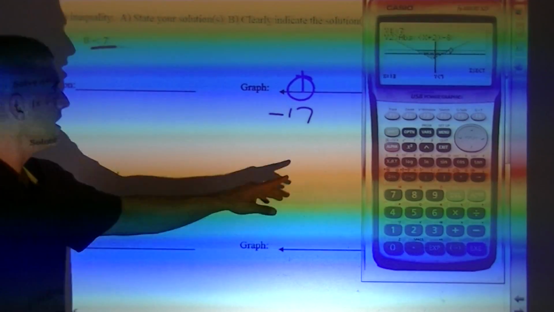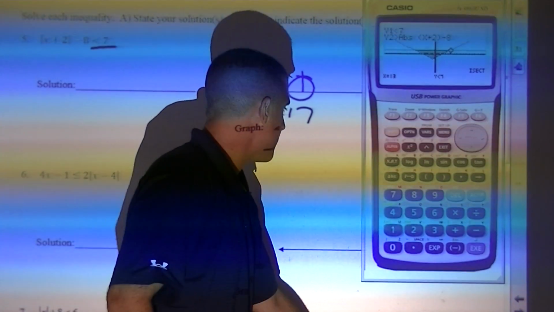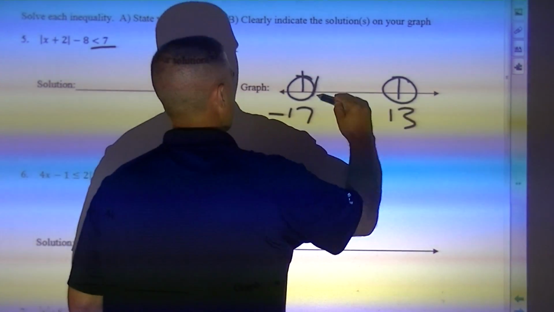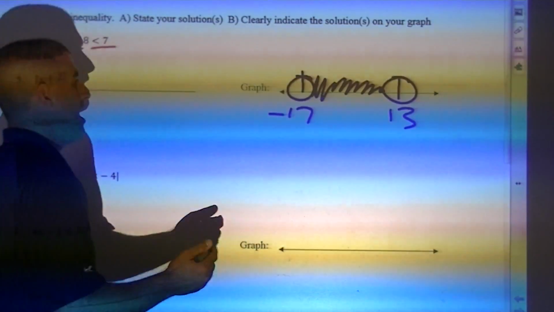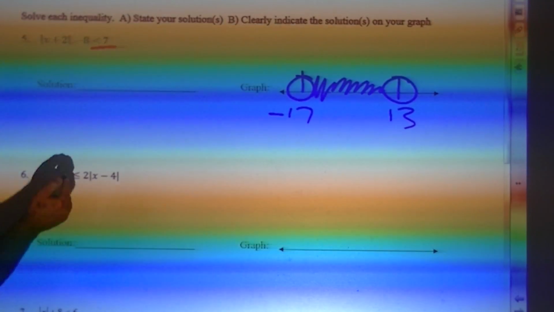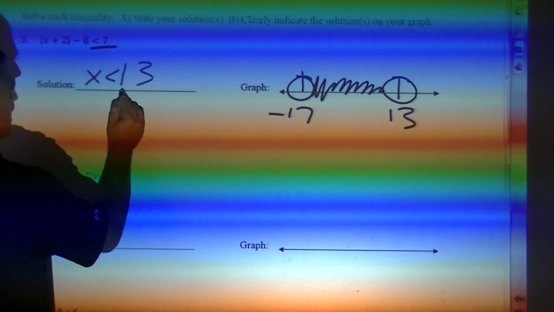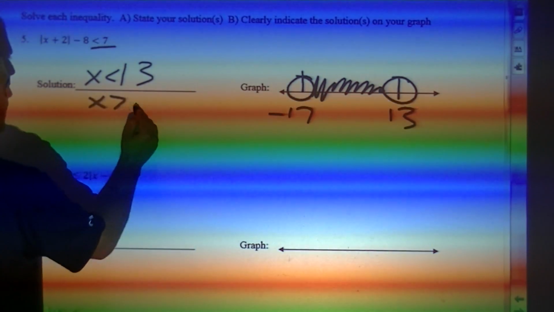And if you notice, the shading is taking place between it, so I'm going to go ahead and shade like this. Like just shading like that. How would I write my solution? You got a couple ways. You can write it as x is less than 13, and x is greater than -17.